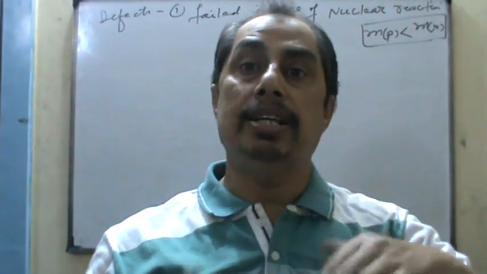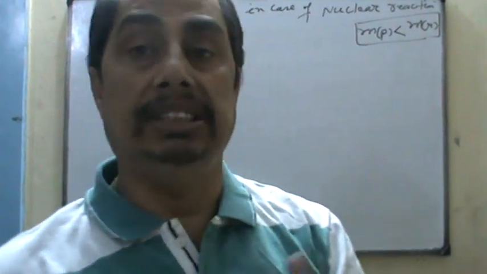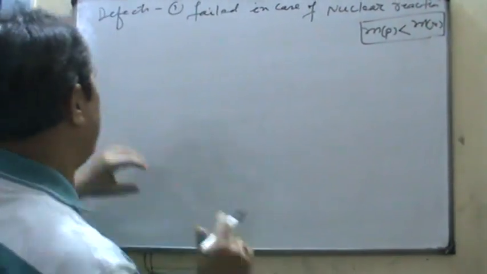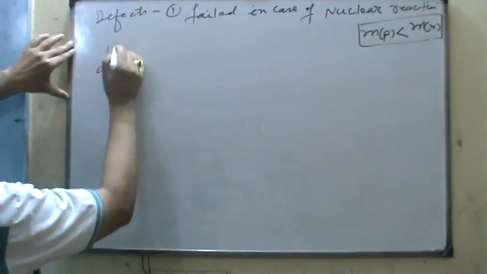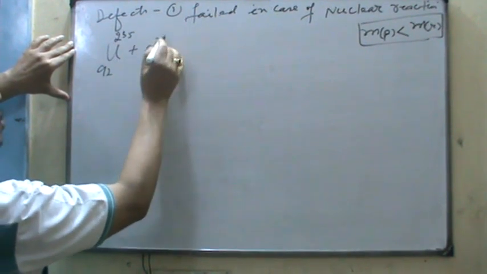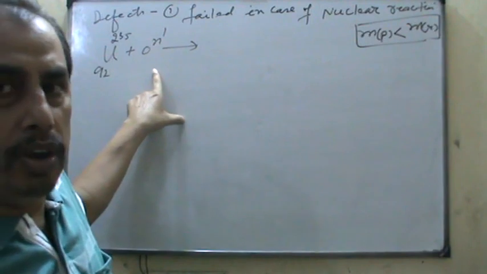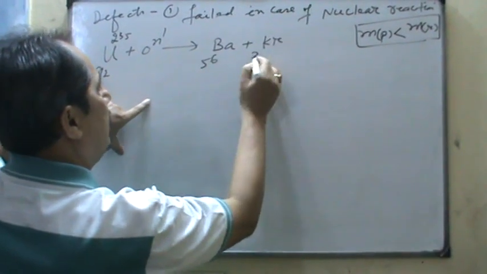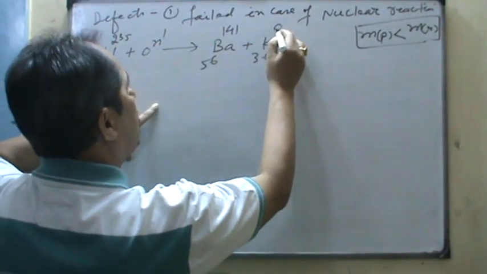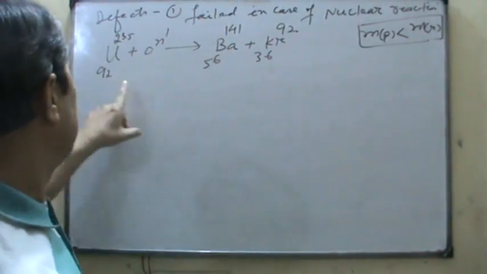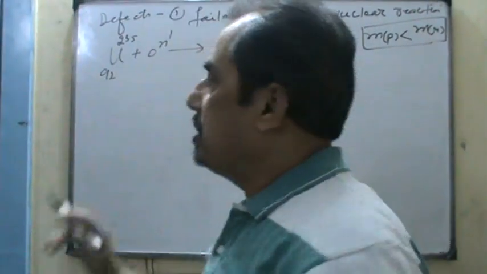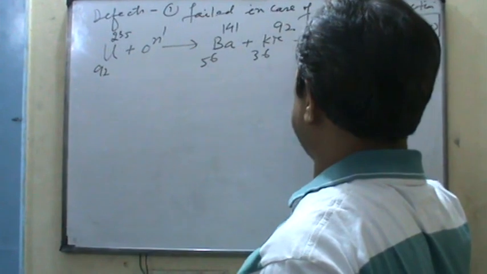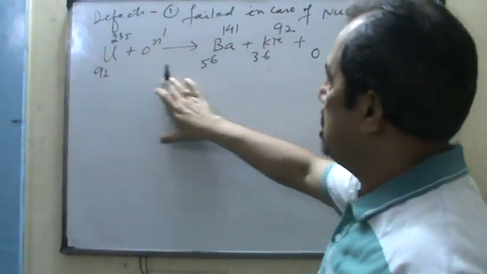Where does the mass go? That is known in physics as mass defect. I give you one example here. Uranium 235, with atomic number 92, when struck by a fast moving projectile neutron, forms barium plus krypton, with atomic numbers 56 and 36, and mass numbers 141 and 92. My dear students, see the lower part here: 92 plus 0 is 92, and 56 plus 36 is 92. So the lower side is very much balanced.